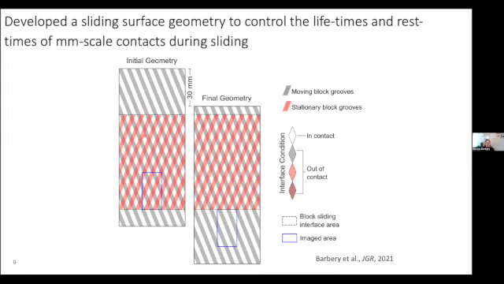And so this is an instantaneous view of what our surfaces look like. White are ridges, gray are grooves on the moving block, red are grooves on the stationary block. So when we mate our samples together, we have these diamond-like contacts. Those are in contact, everything else is out of contact. So only 25% of our sliding interface is in contact at any time during sliding. And we image an area that's initially fully in contact with the stationary block, but at the end of our experiment, as it's come out of contact, we can image about a whole ridge, which is really great. It gives us a lot of IR data.